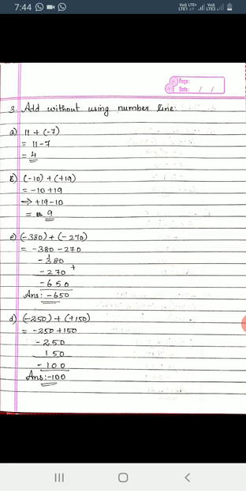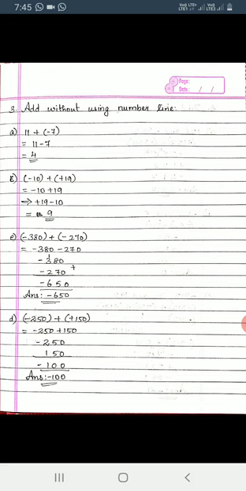Add without using number line. So, same like the second one, we are going to do some addition, but we are not going to use the number line here. See the A question, 11 plus in brackets minus 7. The bracket means multiplication, so we'll just remove the brackets first. 11 plus into minus is minus, then 7. Always keep in mind, when you multiply two different signs, you will get minus.